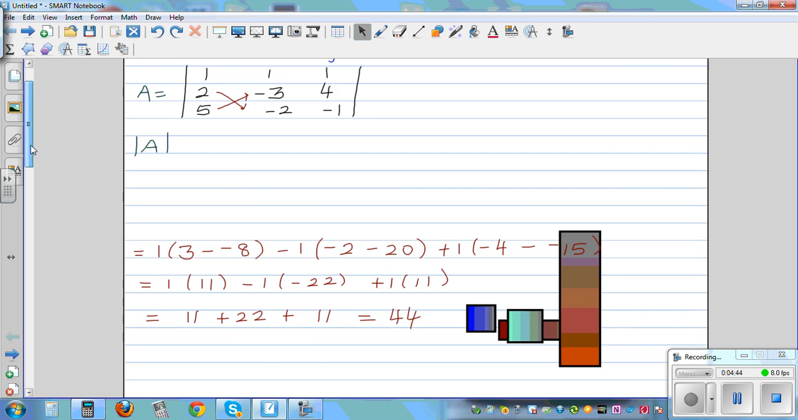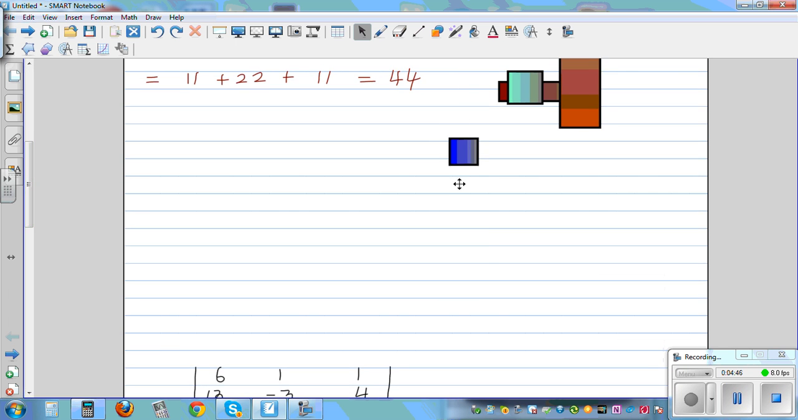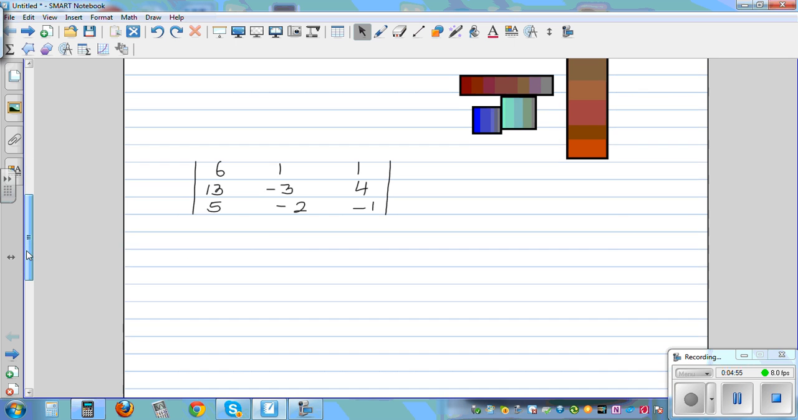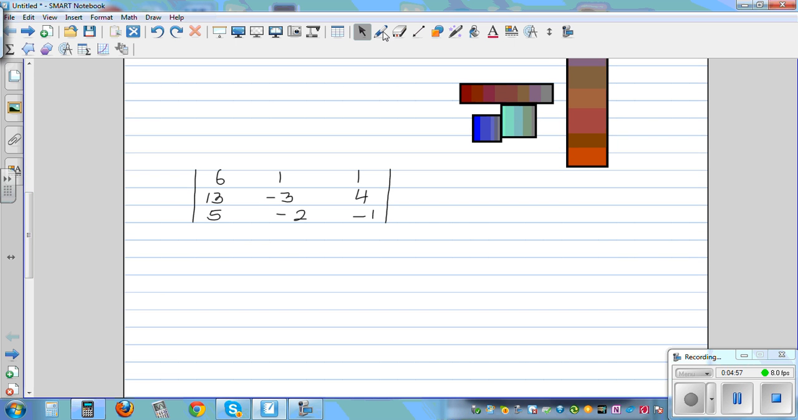For the next question, you can pause the video and try to find the determinant. So this is something that you learn by practice. So let me call this matrix B, and we want to find the determinant of matrix B. Okay, so here the same process.